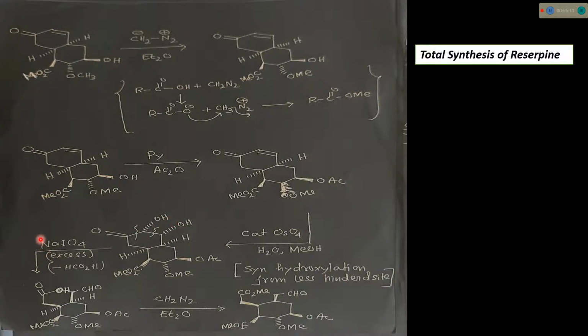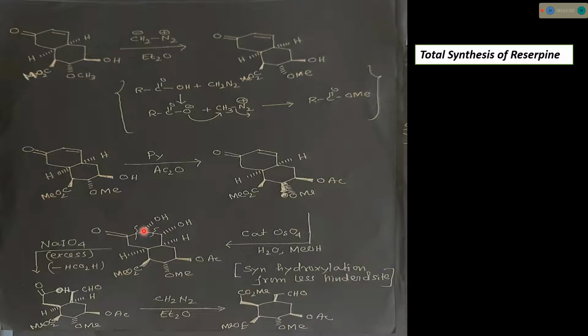Now we are using sodium periodate, NaIO4. Using this reagent, there will be oxidative cleavage. If there are two OH groups adjacent to each other, then NaIO4 or HIO4 cleaves the C-C bond. So if there is an adjacent OH group, meaning a 1,2-diol, this bond will break and form an aldehyde.